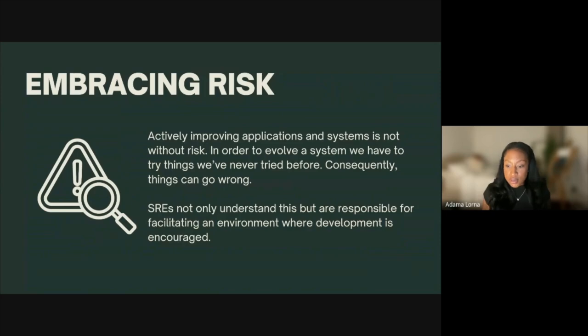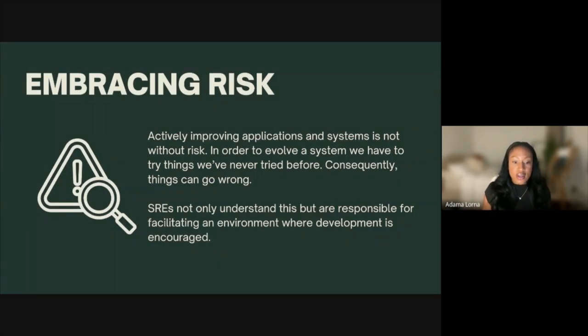Then there's this concept of embracing risk. Now, the point, surprisingly enough, is not 100% reliability, because we have to accept that in order to innovate, in order to develop and move an application or a platform or whatever our system is forward, we'll have to try things that we haven't previously tried. And with that comes some level of risk.